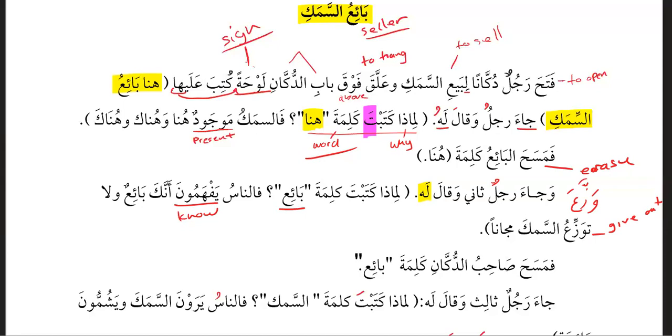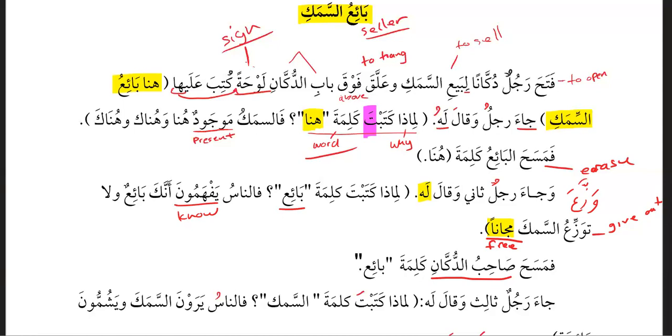فالناس يفهمون أنك بائع ولا توزع السمكة مجانا. And you don't give out the fish مجانا. مجانا means free. So a second man came and he said, why have you written the word بائع, seller? The people know that you're selling and you're not giving the fish out for free. فمسح صاحب الدكان كلمة بائع. نعم. ما معنى هذا؟ So he rubbed out. صاحب الدكان, the shop owner, he rubbed out the word بائع, seller. So what's left on the sign now? السمك. Just سمك.